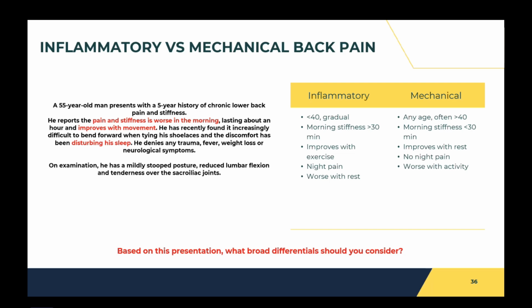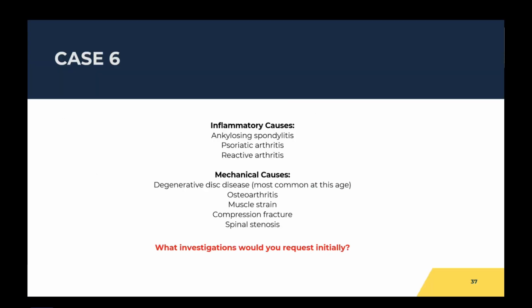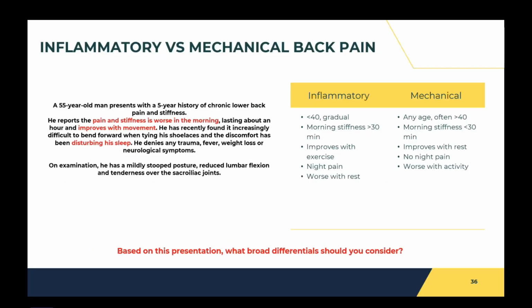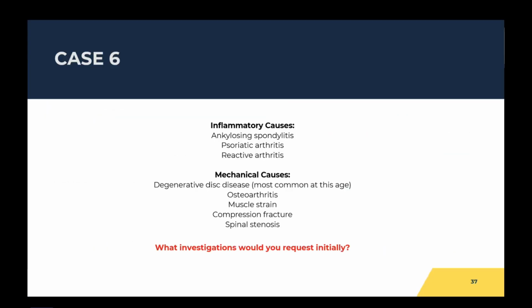Okay, I'll just go through the answer. Because the history is pointing towards inflammatory back pain, the top differential should be ankylosing spondylitis, and that's because of the reduced lumbar flexion the patient's experiencing. He's also got tenderness over the sacroiliac joints, which are key features of ankylosing spondylitis. But you should also consider psoriatic arthritis and reactive arthritis.